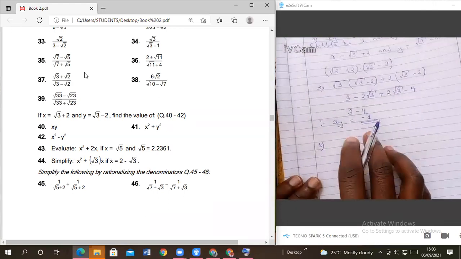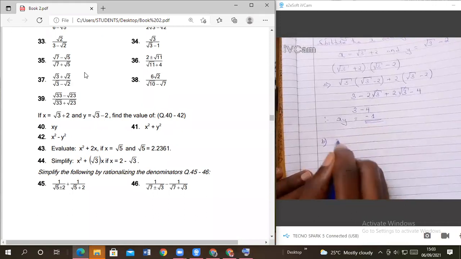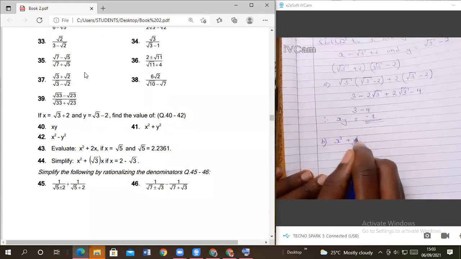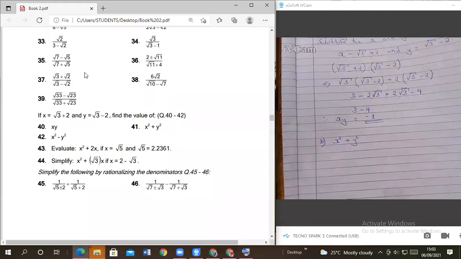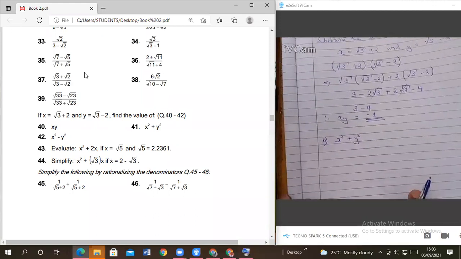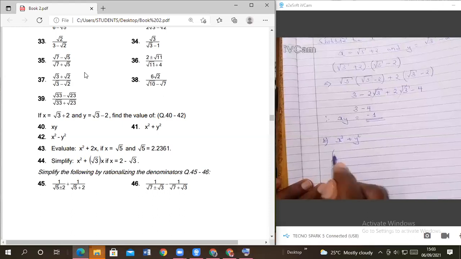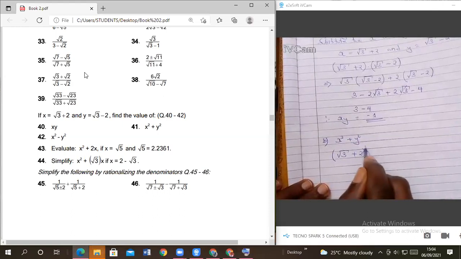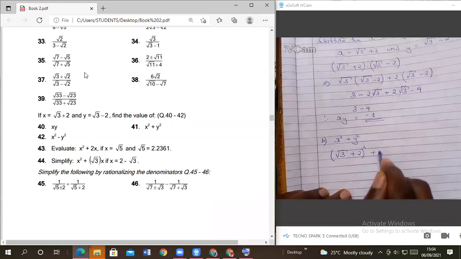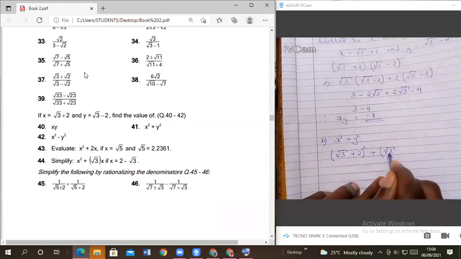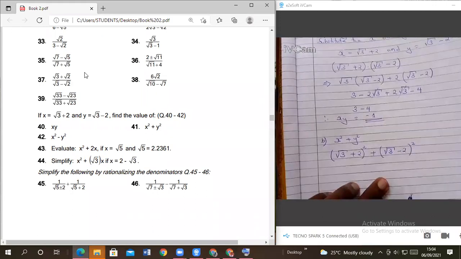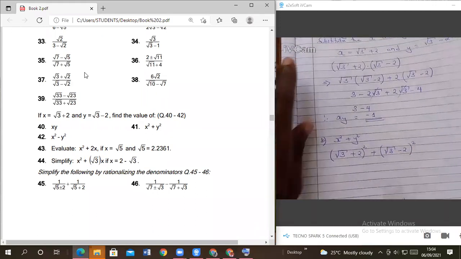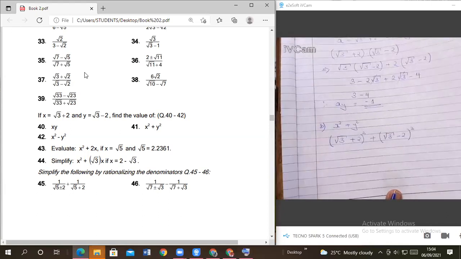B. They want us to find x squared plus y squared. X squared plus y squared. So can we substitute them? So we shall have x, which is root of 3 plus 2, but this time is squared, plus y, which is root of 3 minus 2 in bracket, which is squared. Okay, members?